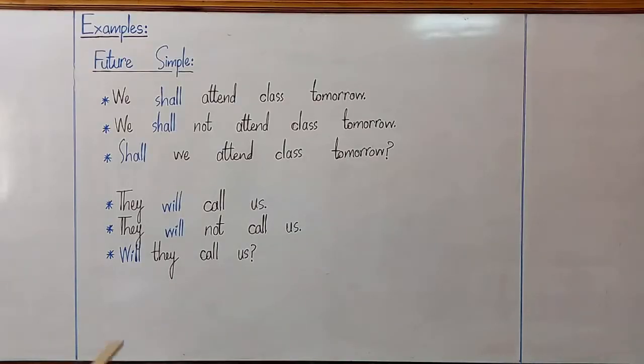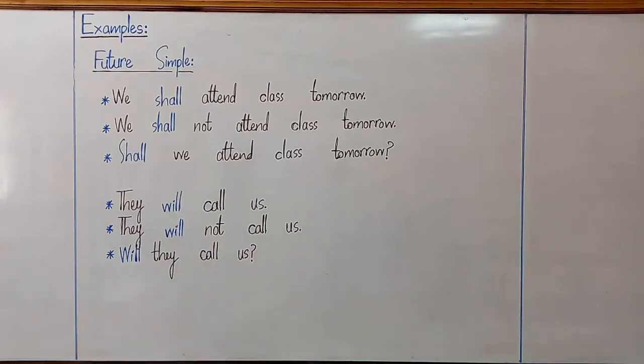These sentences on the board are the examples for future simple with the usage of shall and will as auxiliary verbs and the present form of main verb. We shall attend class tomorrow. We shall not attend class tomorrow. Shall we attend class tomorrow? They will call us. They will not call us.